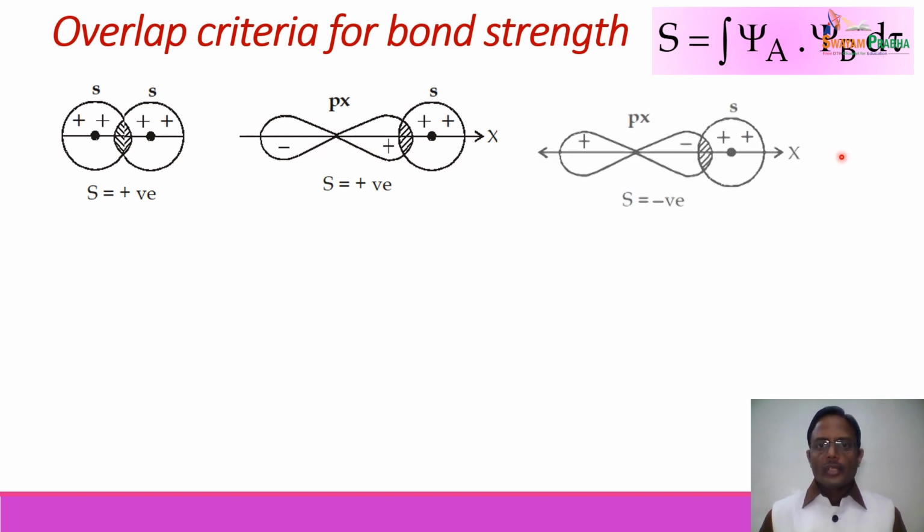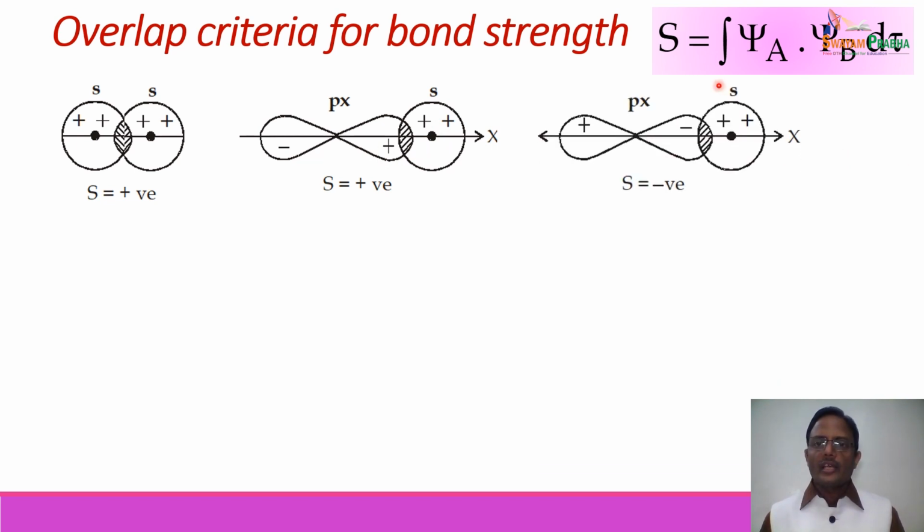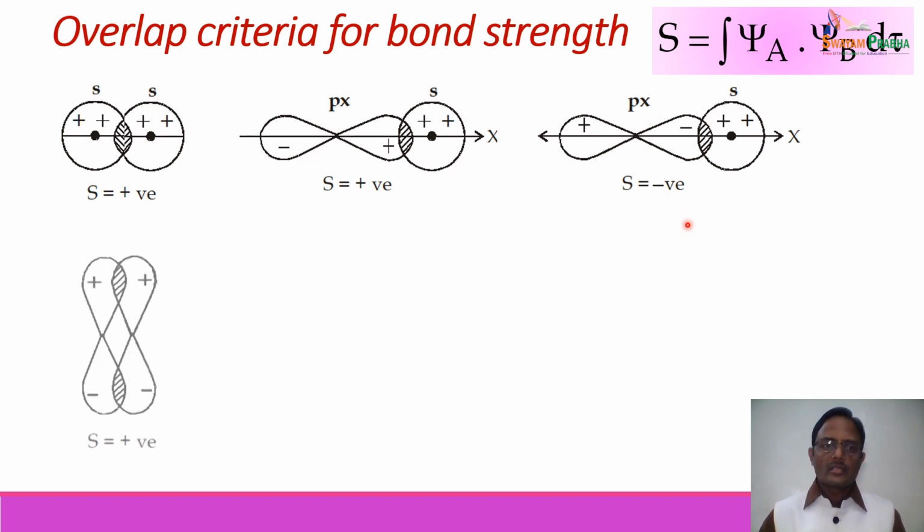But if the approach of the px orbital and the s orbital is such that the negative lobe of the px orbital is overlapping with the s orbital, then the product of these two comes out to be negative, and as a result this type of bonding is opposed, or bond formation will not take place like this.